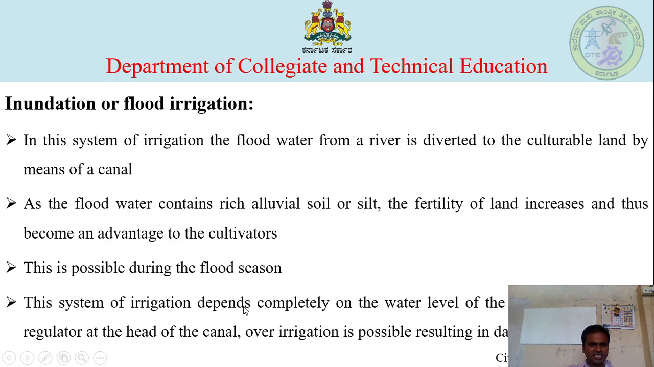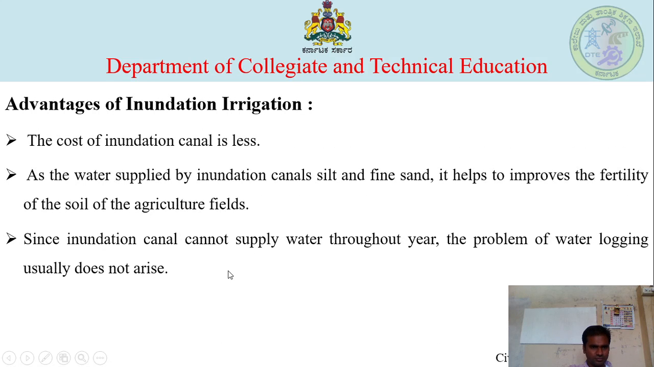This system of irrigation depends completely on the water level of the river. As no regulators are provided at the head of the canal, over irrigation is possible, resulting in damaging the crops.